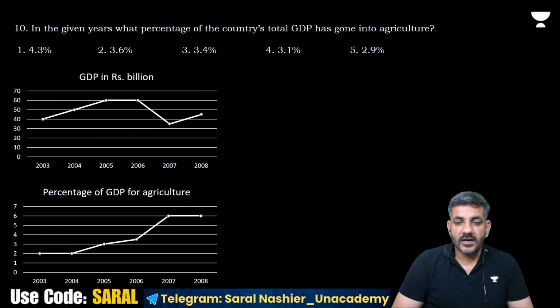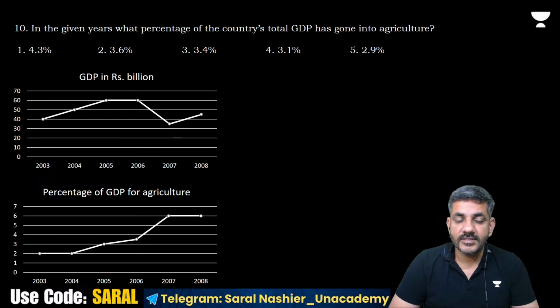Okay, Shibam Saha has given an answer. He says option 2, which is 3.6%. Very good, Shibam. Brilliant. Okay, he gives the exact value as well, which is 3.62.